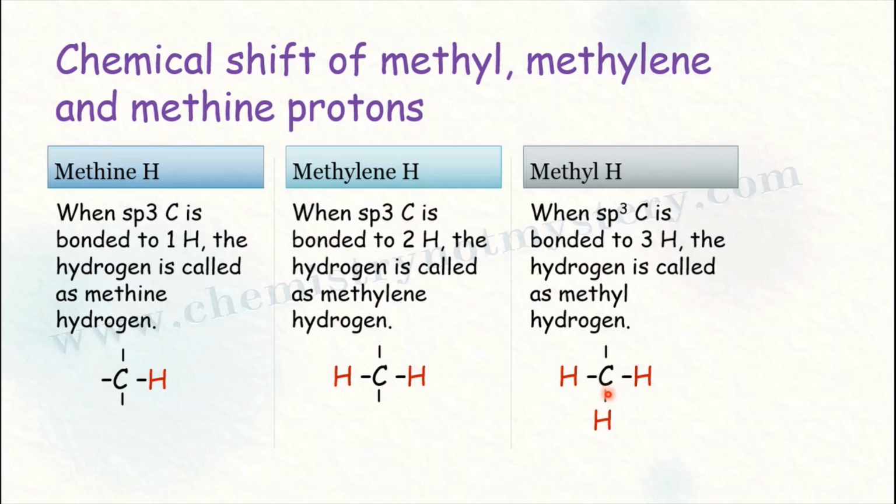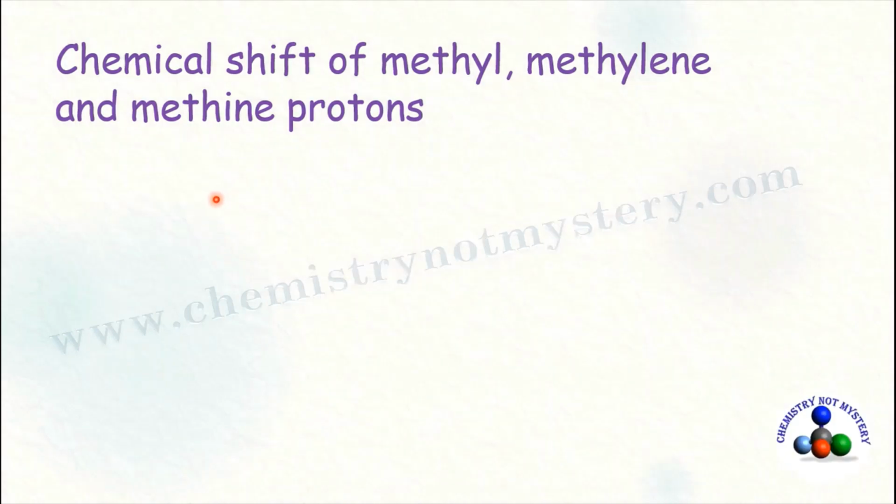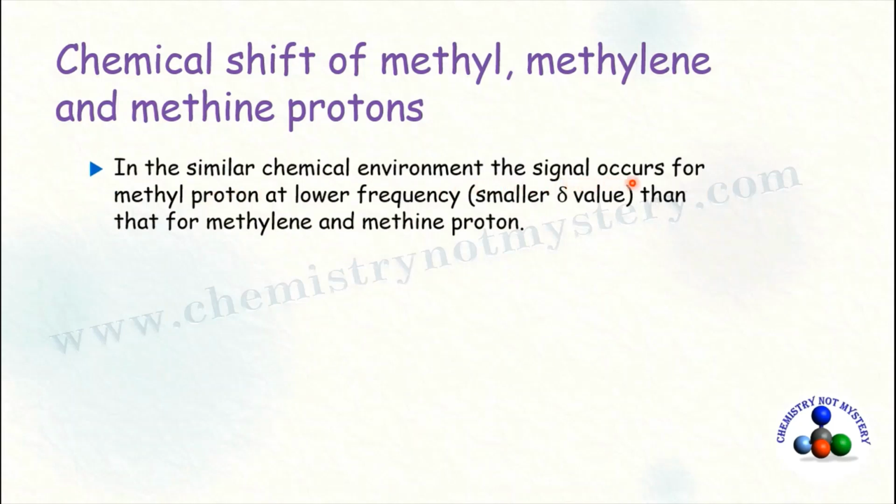In NMR, the chemical shift for methyl hydrogen is approximately 0.9 ppm, while for methylene hydrogen its value is 1.3 ppm, and for methine hydrogen its value is 1.4 ppm. In a similar chemical environment, the signal for methyl protons occurs at lower frequency than that of methylene and methine protons.